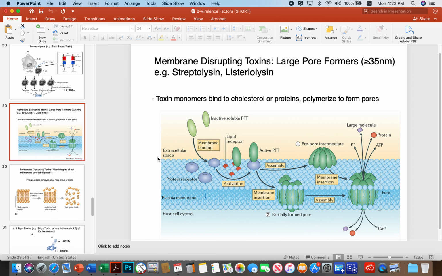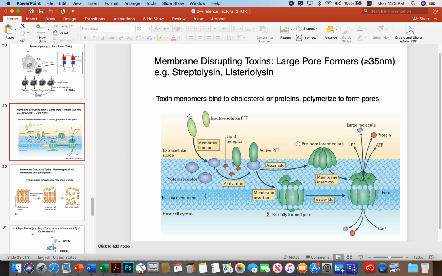So in this particular case, the type 2s, these are the membrane disrupting toxins. And so they can be large pore formers, as pictured here. So the bacterium that causes strep throat, or the bacterium that causes listeriosis, the name Listeria, produce pore-forming toxins. So some of the strep throat problems that you have when you get strep throat are caused by a pore-forming toxin called streptolysin.